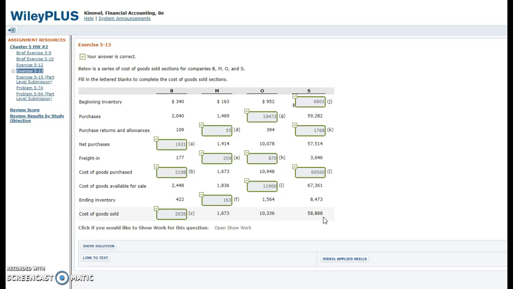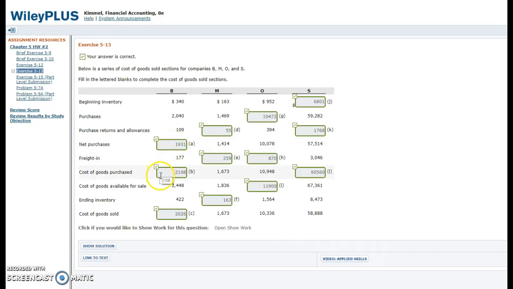The first formula that we're going to be looking for is on how to find our net purchases. Basically, for net purchases, you just take your purchases and subtract your returns and allowances. So what you actually bought and then what got returned is going to give you your net purchases.